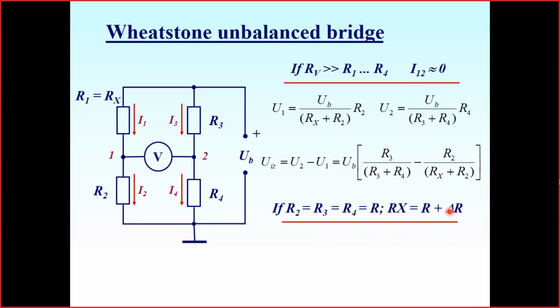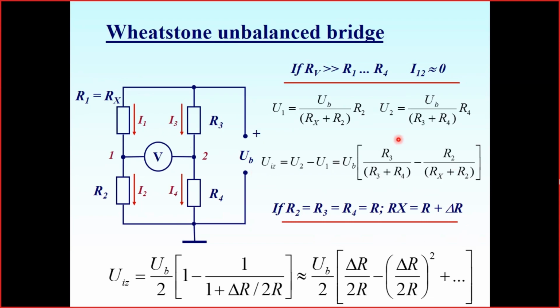So without any force applied, our bridge is in balance, and when we apply force to one of the transducers, one of the resistances changes a little bit by delta R, so we have some voltage on the output. If we take this equation, replace all the resistances except R1, or Rx, by R, and replace the resistor Rx by R plus delta R, after some transformation we may represent it.